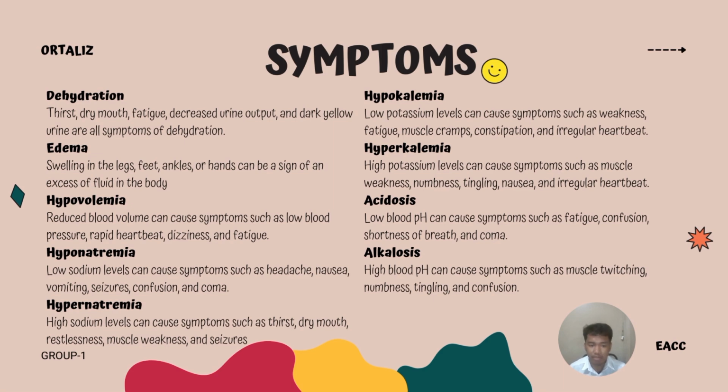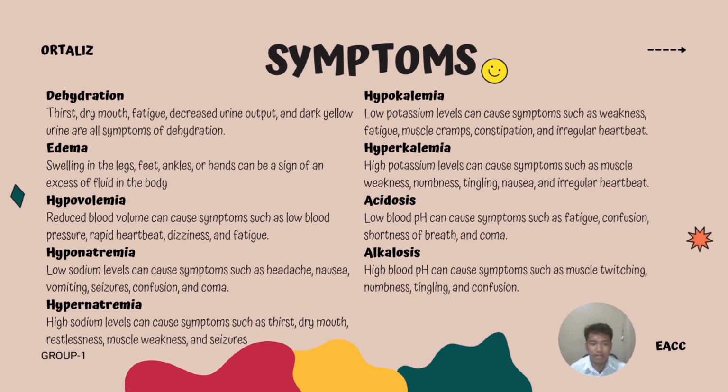Next is hyponatremia. Hyponatremia means you have low sodium levels that can cause symptoms such as headache, nausea, vomiting, seizures, confusion, and coma. This condition can be caused by excessive sweating, diarrhea, or kidney problems. Next is hypernatremia. In hypernatremia, you have high sodium level, and that can cause symptoms such as thirst, dry mouth, restlessness, muscle weakness, and seizures. This condition can be caused by excessive sodium intake, dehydration, or kidney problems.